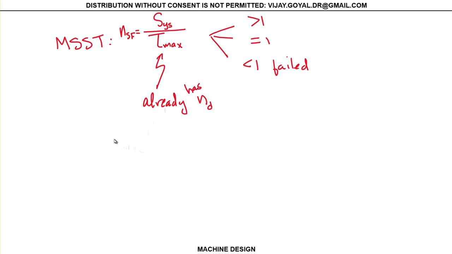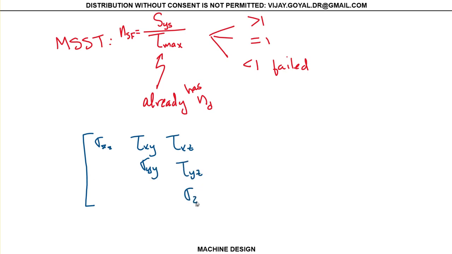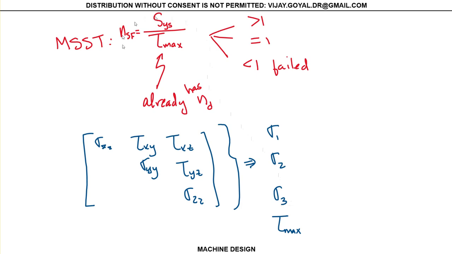Why? This comes from your state of stress. Just remember, you're finding a state of stress, and from the state of stress, you find what your principal stresses are, right? We always do that. We go ahead and find your principal stresses, and we also find your overall tau maximum. And in this particular case, remember how we calculated this, right?